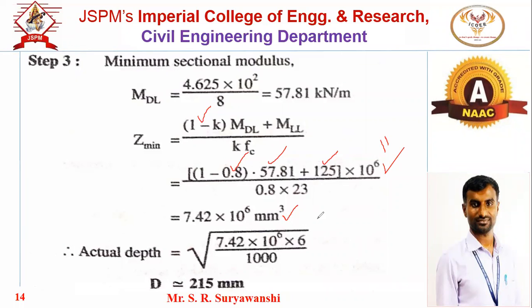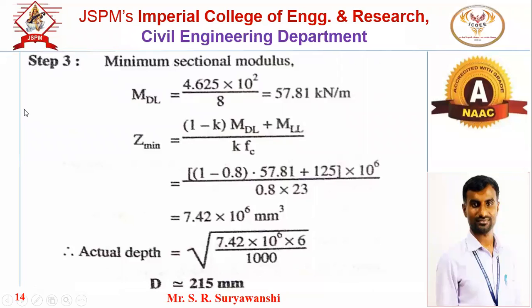Okay. Now we know that Z is equal to BD square by 6. So this is the value of Z, and from this we can find out the D. That will be Z into 6 divided by B. Take the root of this quantity and you will get the depth, and that depth is 215 mm. Means to get the minimum depth of the slab, we have to consider the minimum section modulus. Okay, so this is for the one-way slab.